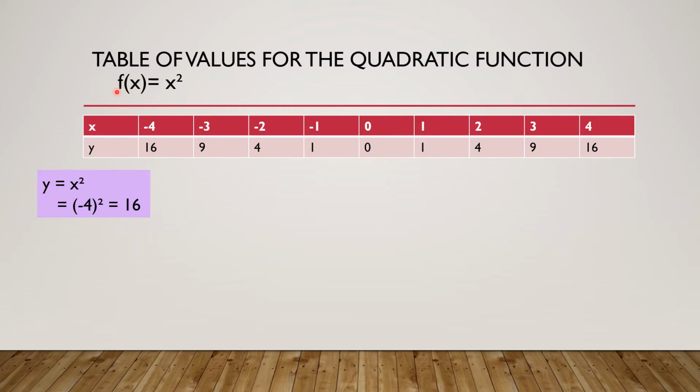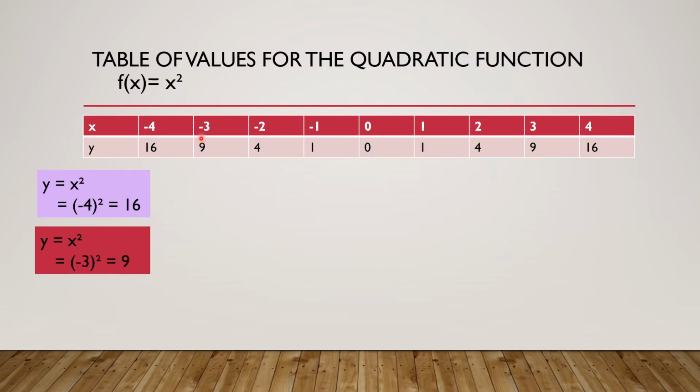So, first, palitan ko yung f of x ng y kasi nilagay ko dito x. Pero kung sakaling nilagay mo dito f of x, okay lang din. So, y is equal to x squared. So instead of writing x, you're going to substitute the value of x, which is negative 4. So negative 4 squared is equal to 16. So ganun lang gagawin. Substitution lang. O ipapalit mo lang yung value ng x.